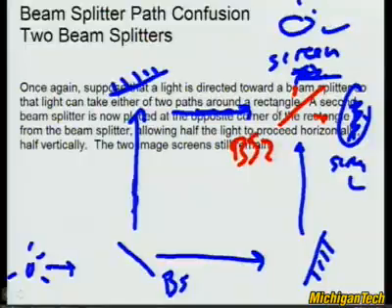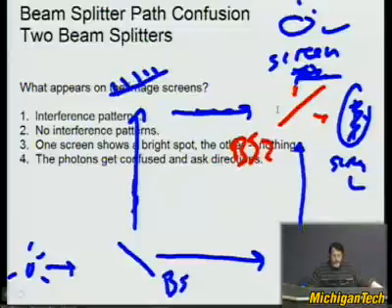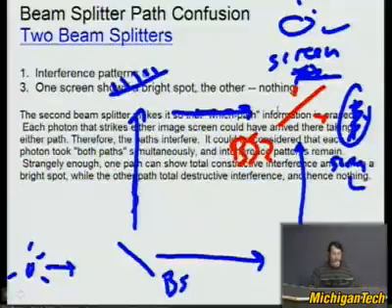What do you see? What do the two image screens show? Do they show interference patterns? Do they show no interference patterns? Does one screen show a bright spot and the other shows nothing? Or do the photons get confused and ask directions? Now they can go either way. Drum roll please, answer is 2 answers here.